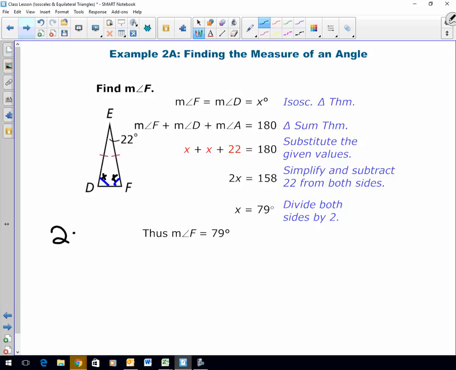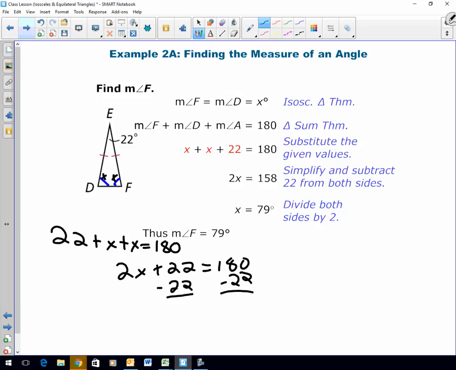Perfect. So 22 plus X equals 180. How many X's do I have? Wrong, I have two. So 2X plus 22 equals 180. What do I do next? What does that equal? Yeah, 2X equals 158. What do I do next? Perfect. That's just going to be 79.